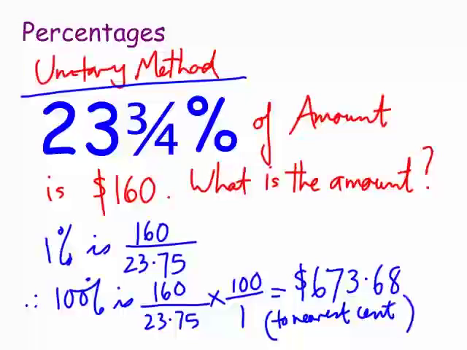Now this idea of the unitary method is used in lots of areas, but basically what happens is you find 1% of something, and then you just build it up to the original amount, which is 100%.